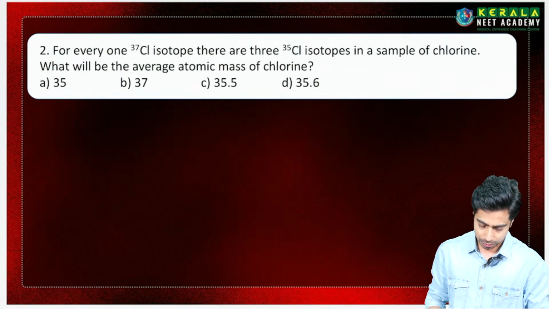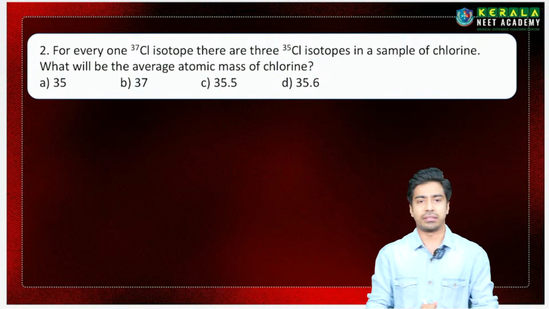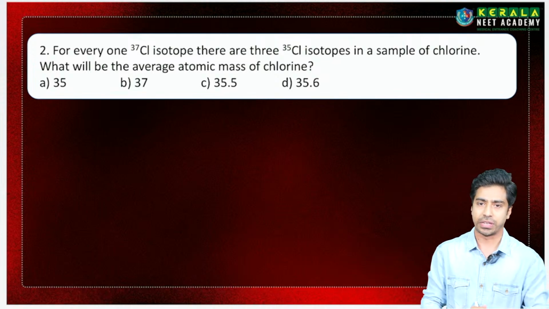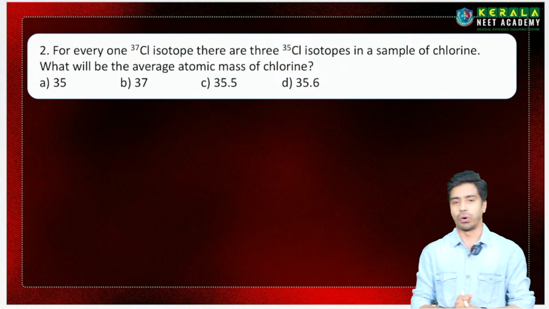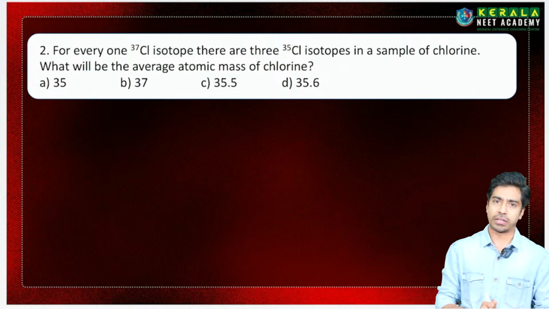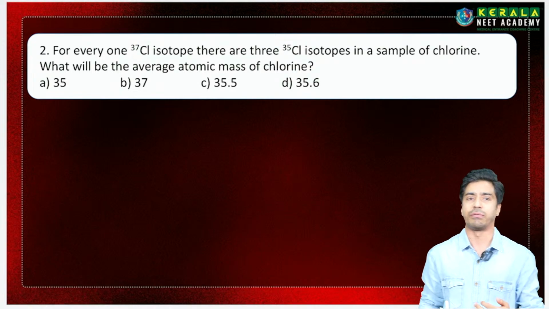Listen. For every one chlorine-37 isotope, there are 3 chlorine-35 isotopes in a sample of chlorine. What will be the average atomic mass of chlorine? You know that the average atomic mass of chlorine is the direct answer 35.5, but we have to see how we are getting that 35.5.